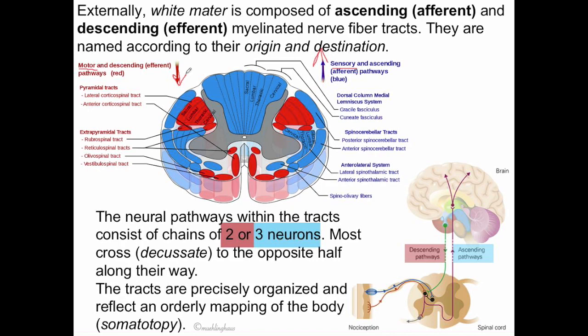When we look at their naming, we name them according to their origin and their destination. So that's kind of cool, because that way you can kind of figure out as you see the name where that stuff's going, and you don't have to memorize everything, just some of it.